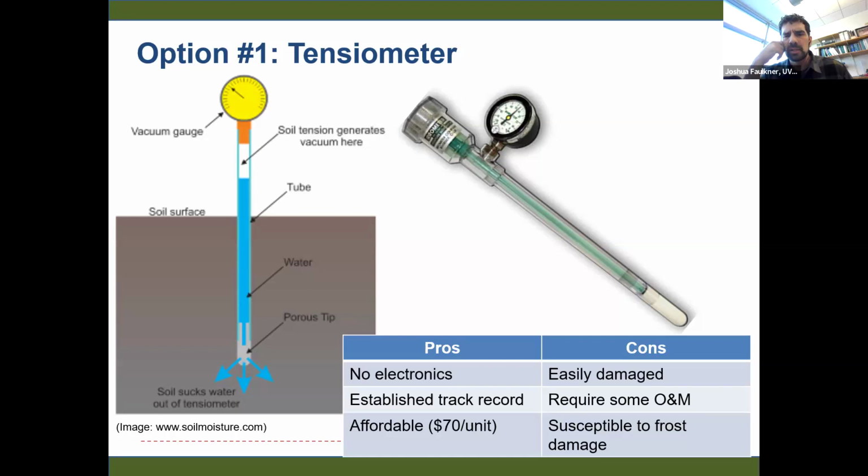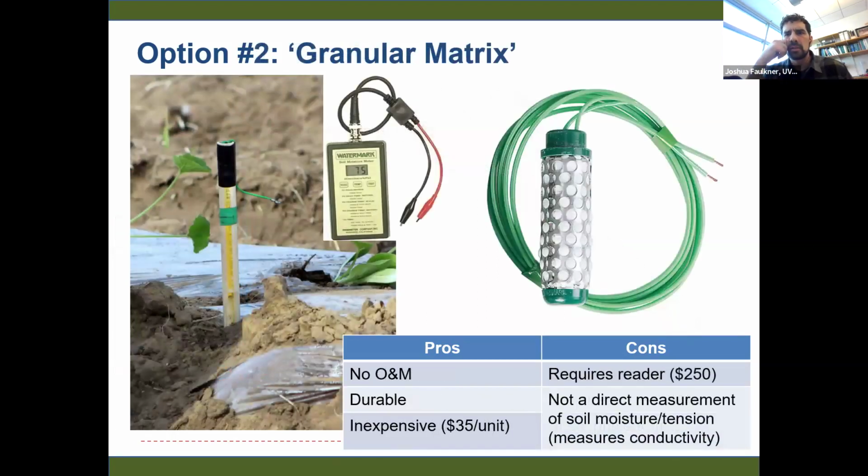They're about $70 apiece. Been used for years and years. They are a little fragile, I find. They do require a little O&M, but there's no electronics, and they work pretty well. The other option are these granular matrix sensors. These don't really have any O&M. They're about $35 a unit, pretty durable, but you do have to have a $250 reader to hook up to these to walk around and see your soil tension. But both work reasonably well. So there's a couple options there.